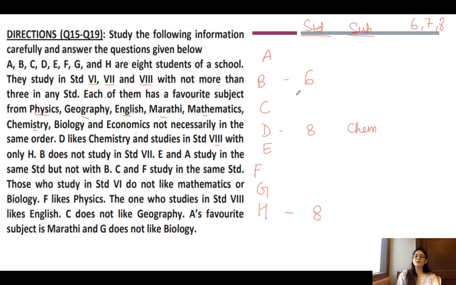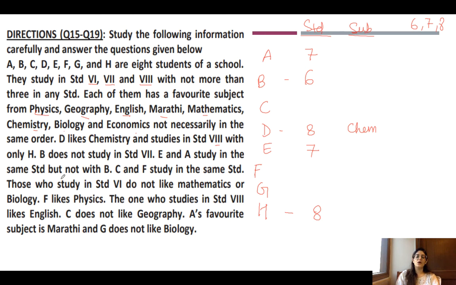Next up, E and A study in the same standard but not with B. अब हमें ये पता चल चुका है कि 8th क्लास में और कोई नहीं हो सकता, that's completely clear. अब दिया है कि E and A जो है वो सेम स्टैंडर्ड में पढ़ते हैं लेकिन B के साथ नहीं. सो E and A जो है सेम स्टैंडर्ड में है बट B के साथ नहीं. तो B 6 में है तो A और E कौन सी क्लास में होंगे, they will be in standard 7.